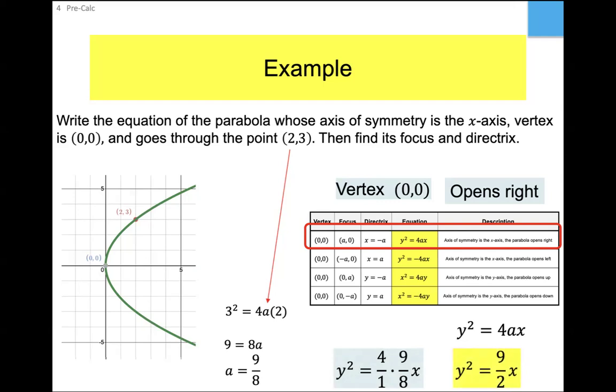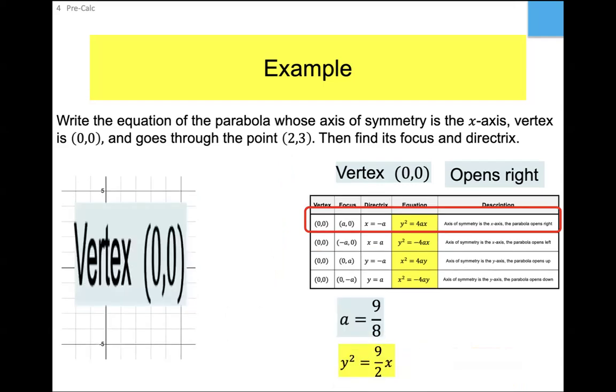Okay, hopefully that one was easy as the first one. And the numbers aren't as friendly, but the procedure is the same. All right. Let's see, the focus and the directrix right there. So if 9/8 is a, the focus is (a, 0), so (9/8, 0), and the directrix would be x is equal to negative 9/8.